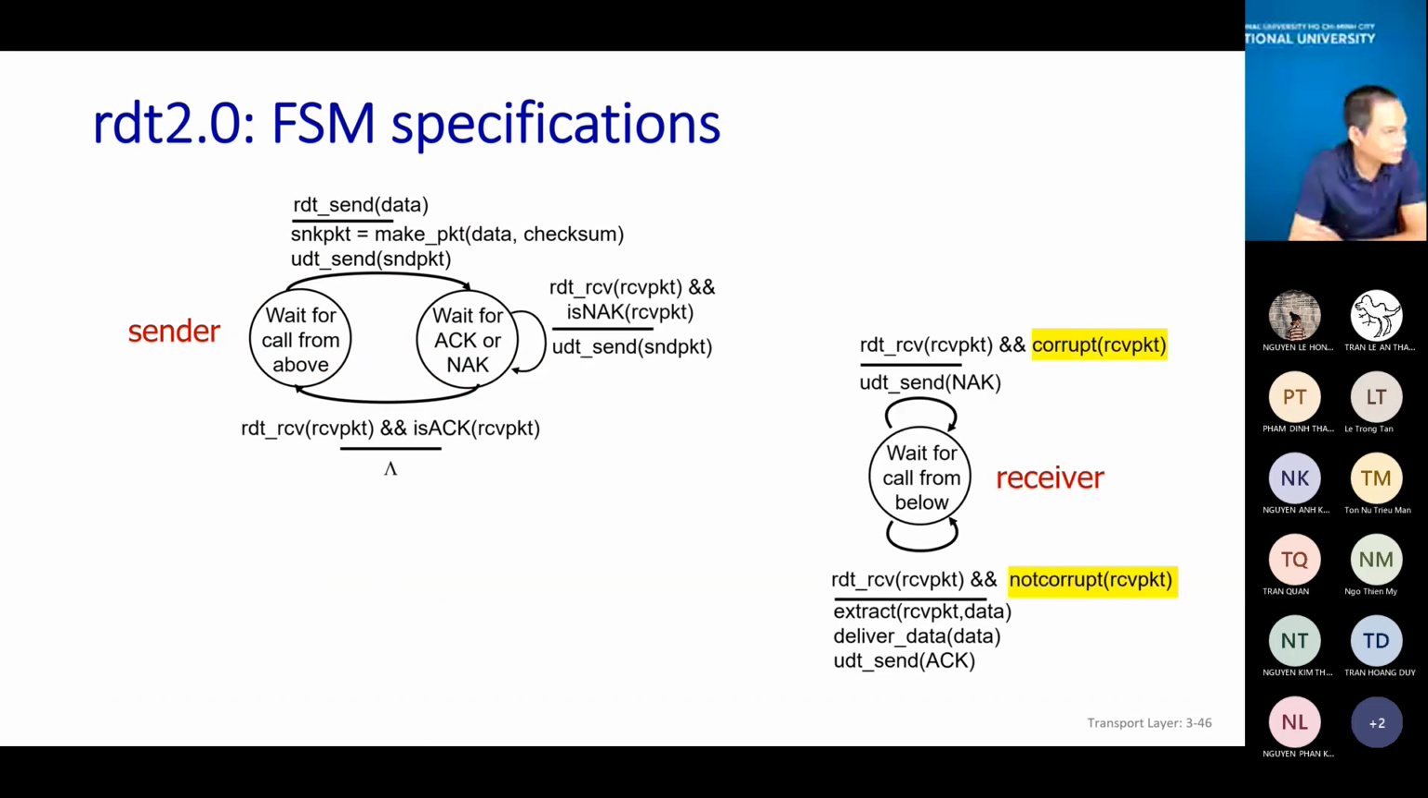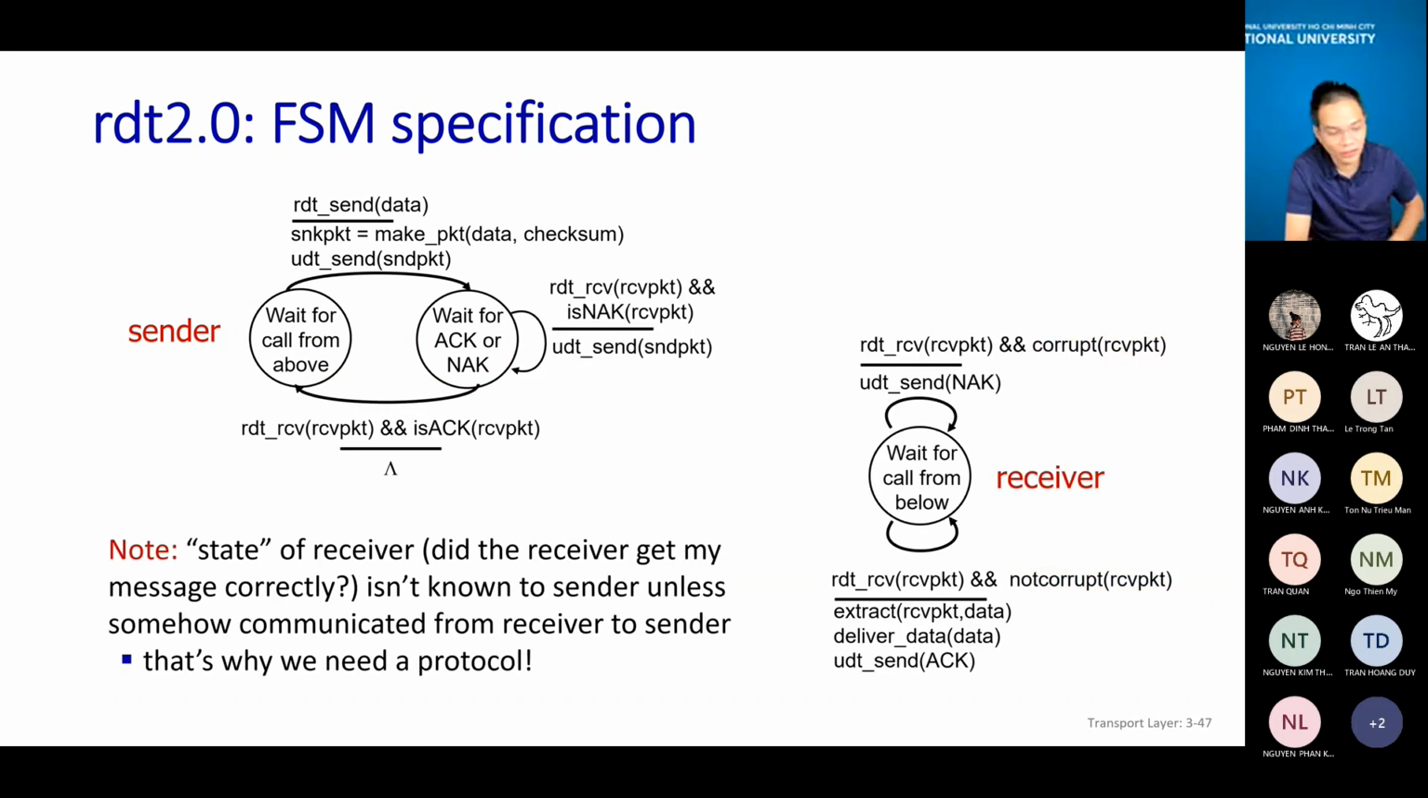Let's talk about version 2.0. So very similar. So I have wait from above. When I receive an action from above, that is send, I will map the data and I send. Very straightforward. Every single time we do this, we stop and wait, so we change to this state where we wait for the ACK or NAK.